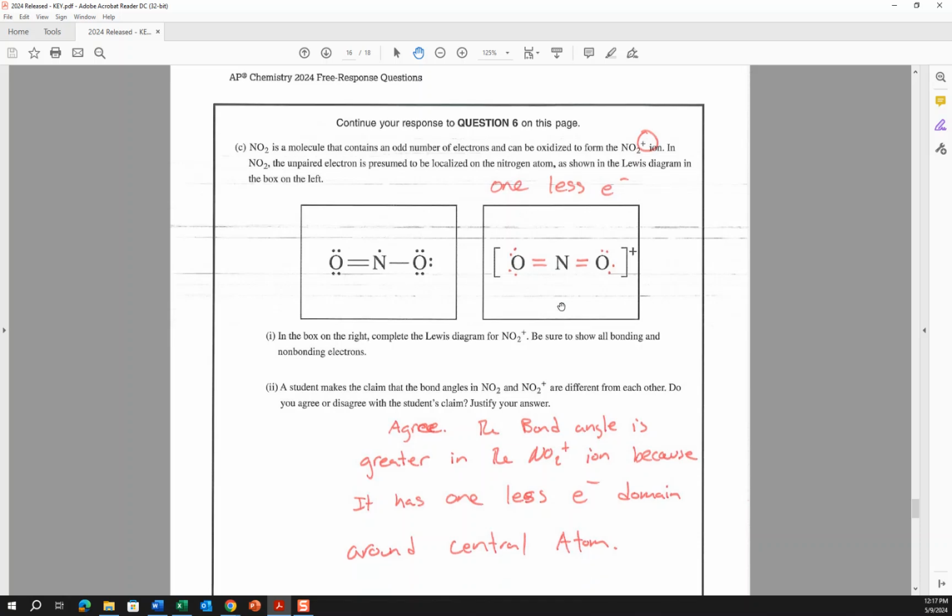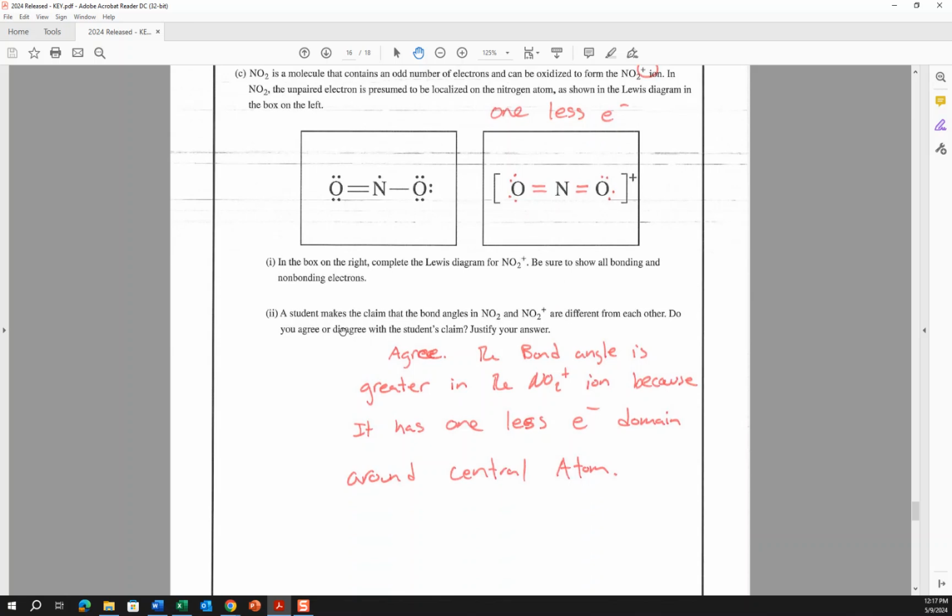Okay, and then a student says that the bond angles are different, and do you agree or disagree? Based on my drawings, I would agree. This has 3 domains of electrons around the central atom. This has 2 domains, so this bond angle will be 180. This bond angle will be more like 120. Okay, so definitely different bond angles.